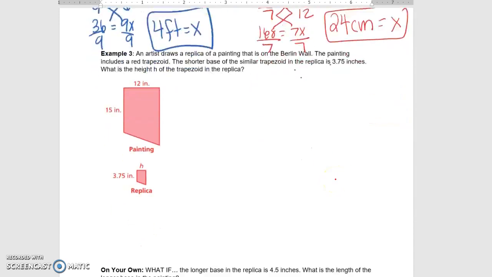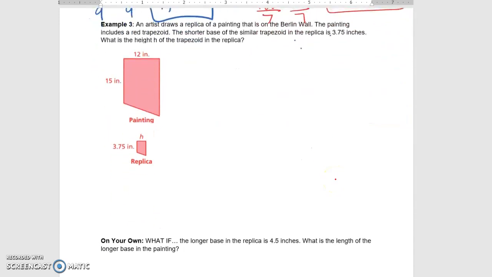And then there's one more if you look down at example 3. It's kind of like a word problem. So an artist draws a replica of a painting that is on the Berlin Wall. The painting includes a red trapezoid. The shorter base of the similar trapezoid in the replica is 3.75 inches. What is the height of the trapezoid of the replica? So all you're doing is basically finding the missing piece, which is h.